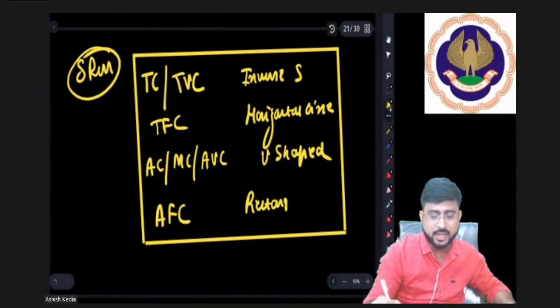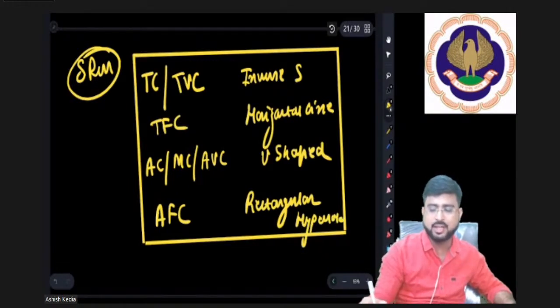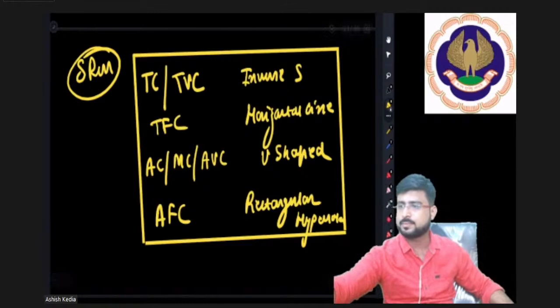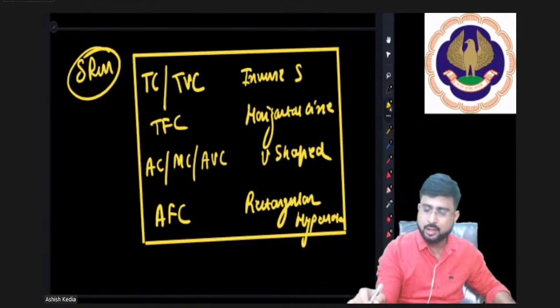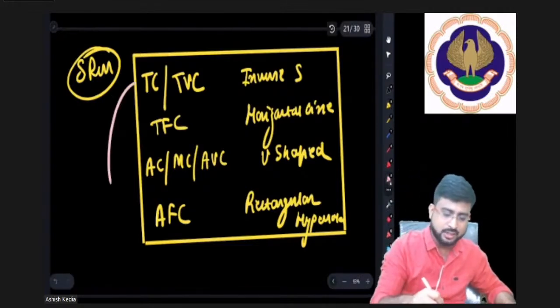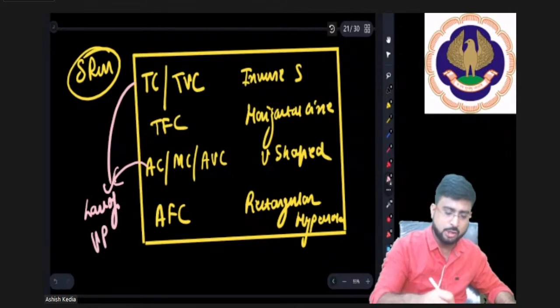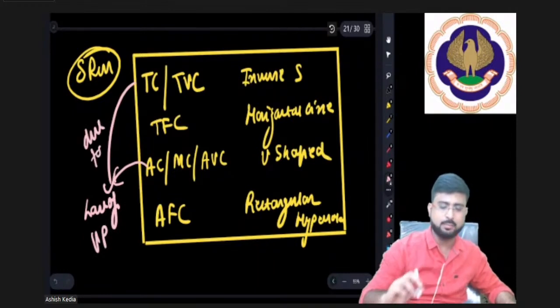Copy it down everybody. Come on, fatafat. If they ask you why, related to cost, the reason for this and this is the same. Law of variable proportions. Due to law of variable proportions.